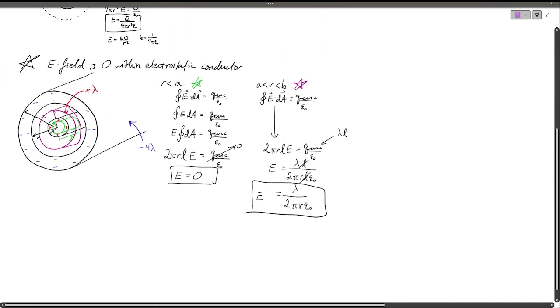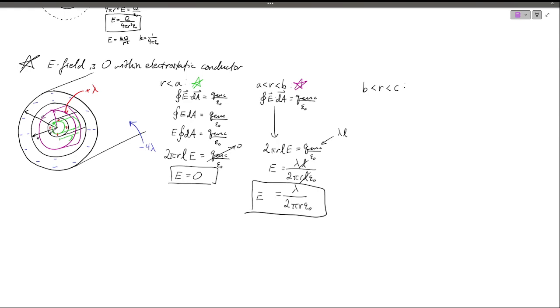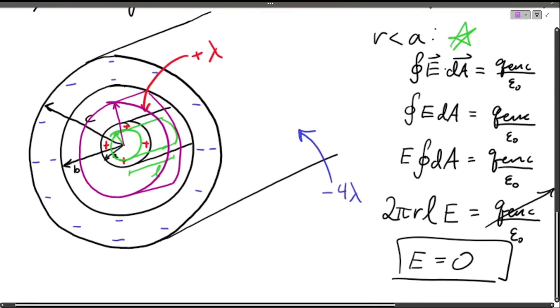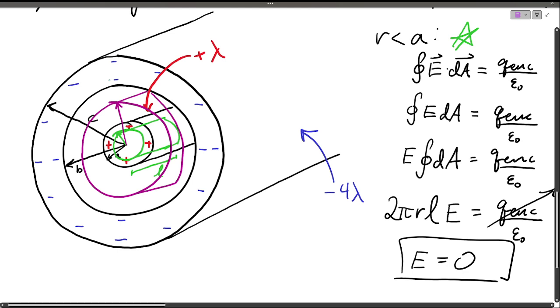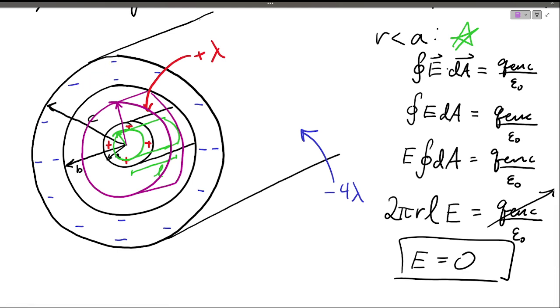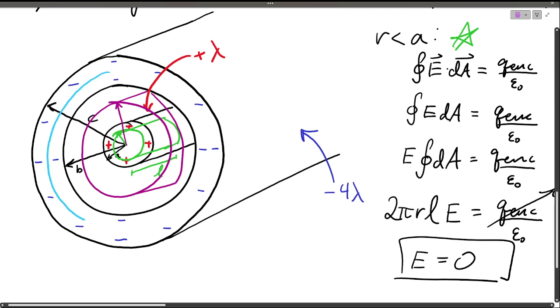Okay, and now the next case, b is less than r is less than c. This is for the inside of this outer cylinder here. I'm running out of colors. Let me just pull out a new one, light blue. That will do. So we draw our Gaussian surface splitting the middle of this outer cylinder. Use the same length, L.